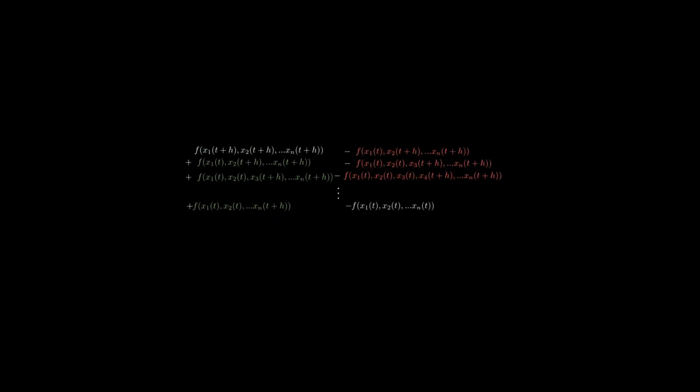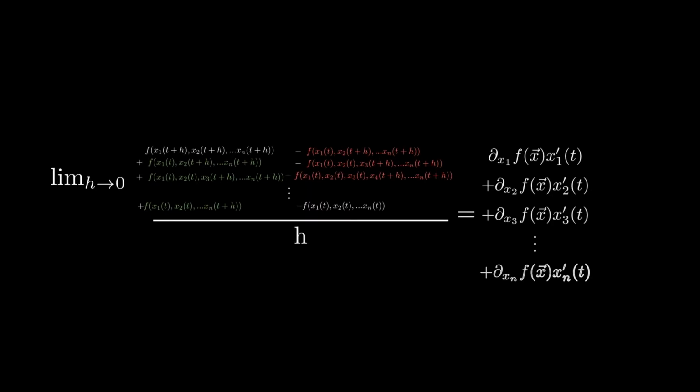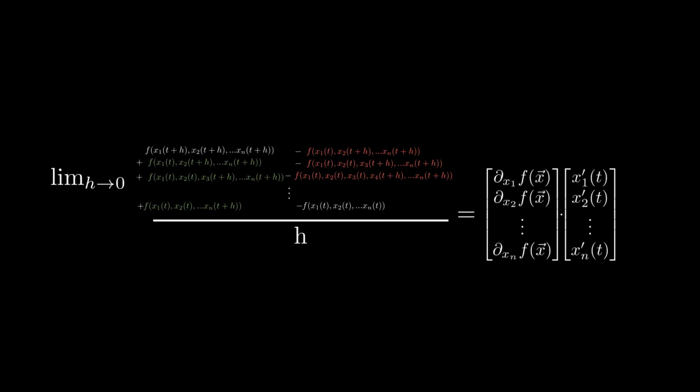Let's divide this entire sum by h. If we're applying the single variable chain rule on each row of the sum, we get the following: partial x1 of f times x1 prime, partial x2 of f times x2 prime, partial x3 of f times x3 prime, and so on. Let's try making this sum look prettier by writing it as a dot product.